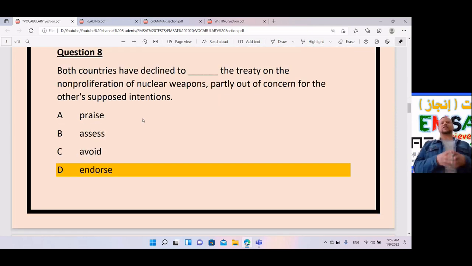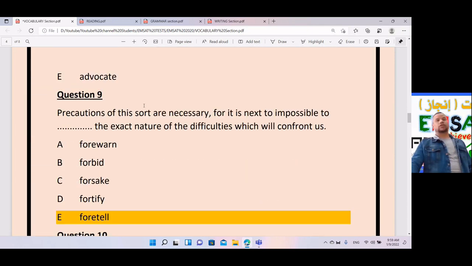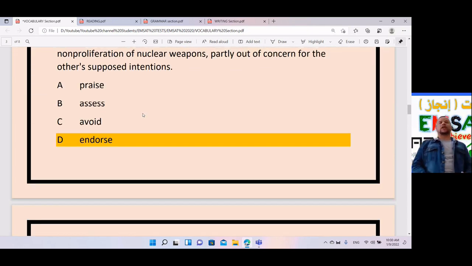Question 8, both countries have declined to endorse the treaty. Yes, endorse. Endorse is a verb. Decline to endorse the treaty on the non-proliferation of nuclear weapons, partly out of concern for the other's supposed intentions. The meaning is always talking about endorse, not praising themselves or avoiding harm or bad sides. No, they are talking just about endorse, declining to endorse the treaty on the weapons and so on. By the way, endorse means support or approve.